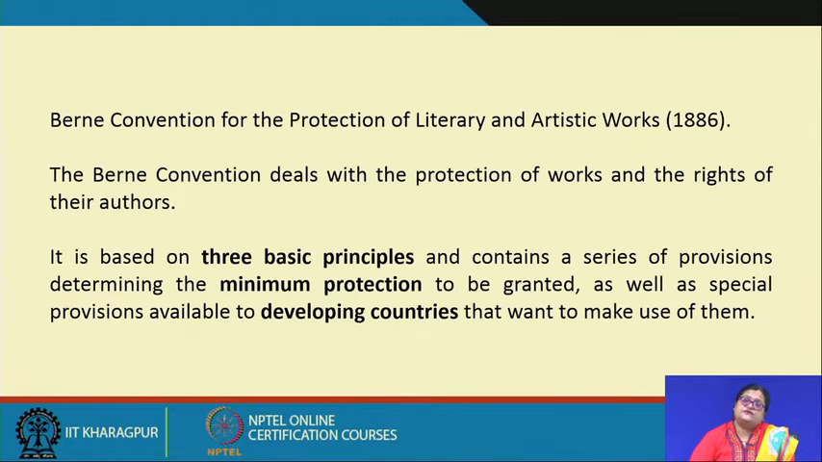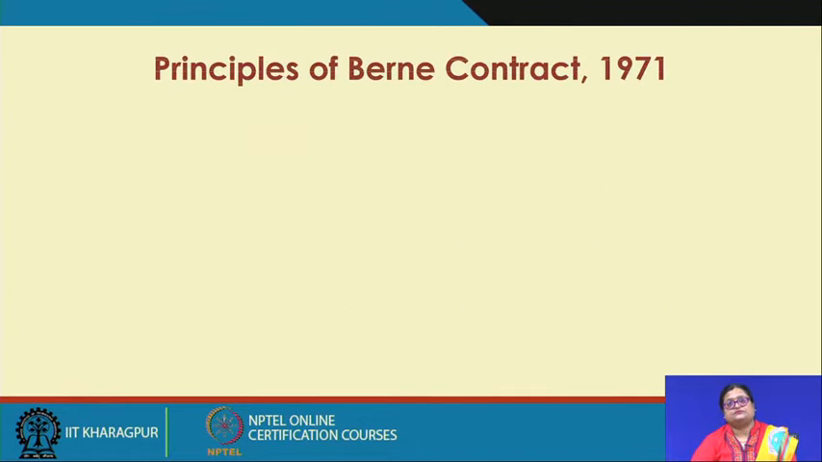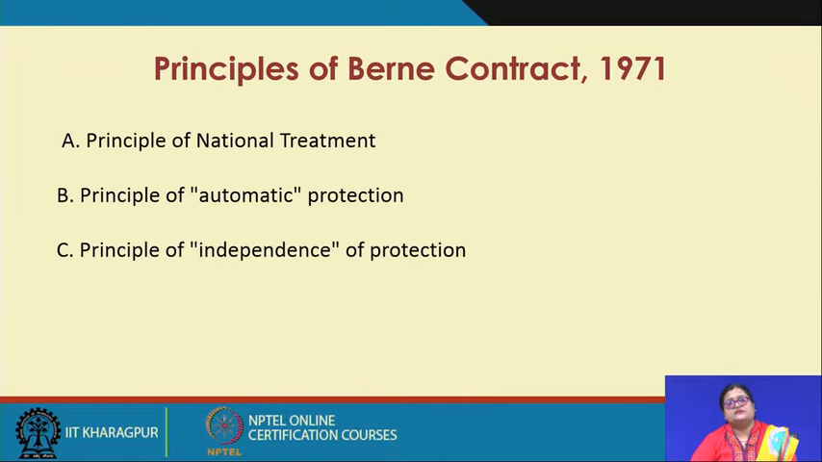The Berne Convention is for the protection of literary and artistic works in 1886. So, it deals with the protection of the works and rights of their authors. The principles of the Berne Convention are the principle of national treatment, the principle of automatic protection, and the principle of independence of protection.